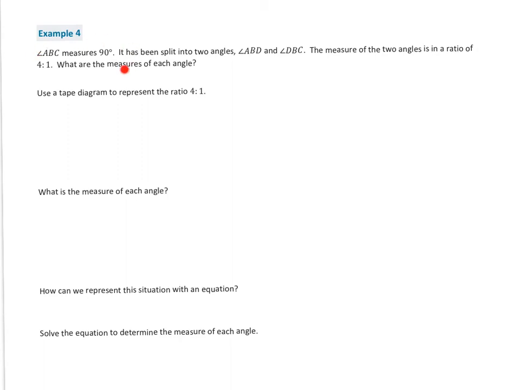So angle ABC measures 90 degrees. I'm going to draw myself a picture. A, B, C. Then I'm going to mention it's a right angle. It's been split into two angles, ABD and DBC. The measure of the two angles is in a ratio of 4 to 1. What are the measures of each angle?